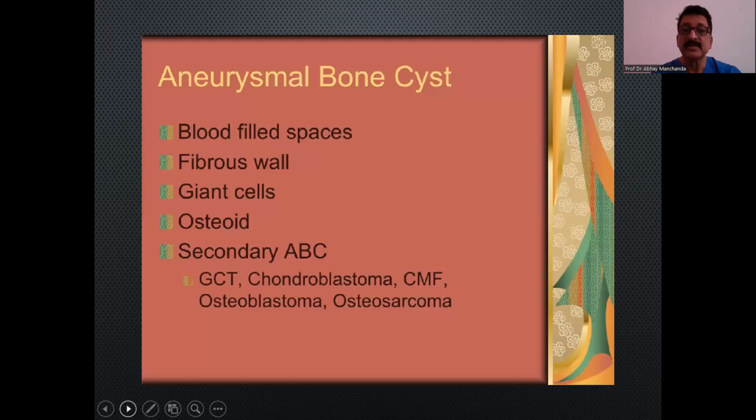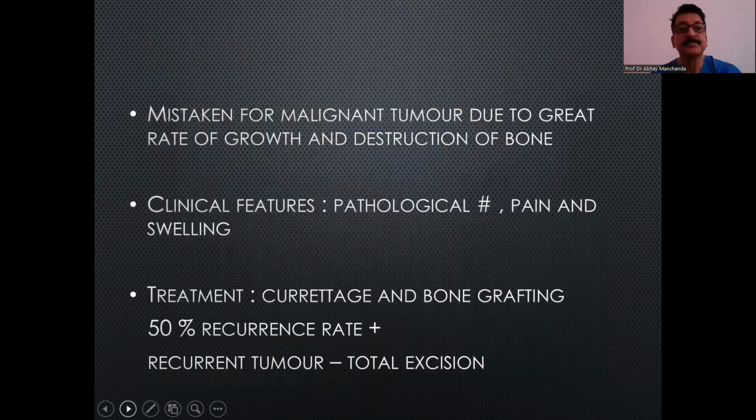The wall is fibrous. You may find giant cells, you may find osteoid tissue. There can be secondary ABC also, which can be seen in giant cell tumor, in chondroblastoma, in chondromyxoid fibroma, in osteoblastoma, and it can also be seen in osteosarcoma. It can be mistaken for a malignant tumor due to its great rate of growth and destruction of bone. The rate at which ABC destroys the bone is very alarming. So that can be mistaken for a malignant tumor.